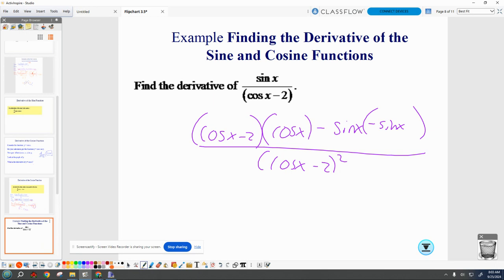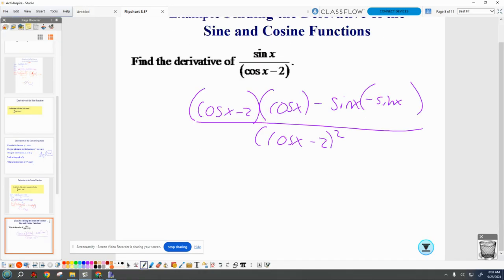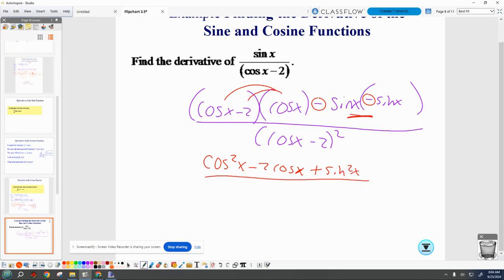So, there might not be much to do, but we should do some cleanup. Franco, multiplying and cleaning up the numerator. What do I get in the numerator? Cosine squared x minus 2 cosine x minus sine squared x. Wait, plus. And leave the denominator factored.